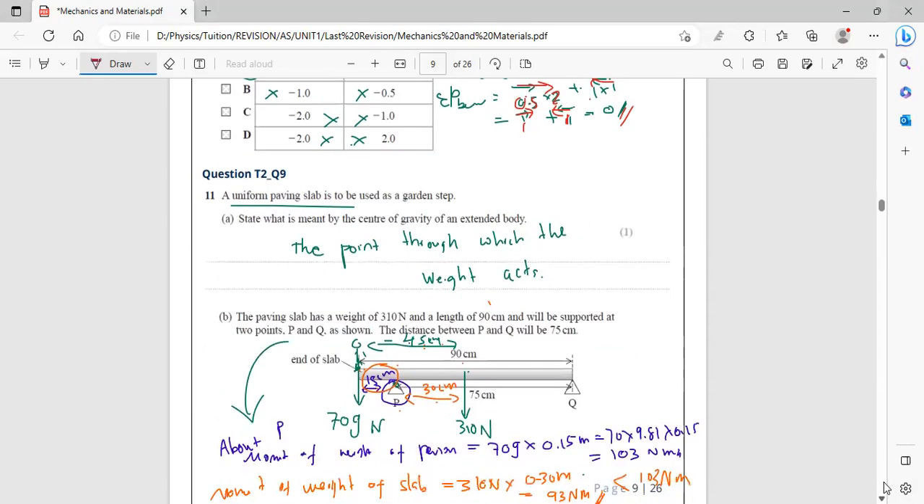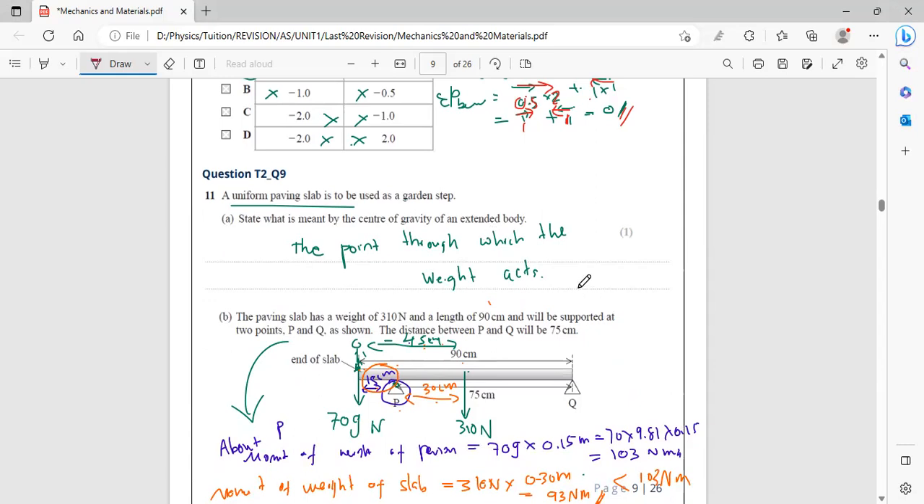Question number 9. A uniform paving slab is to be used as a garden step. State what is meant by the center of gravity. The point through which the weight acts. That's the center of gravity. The point through which the weight acts.